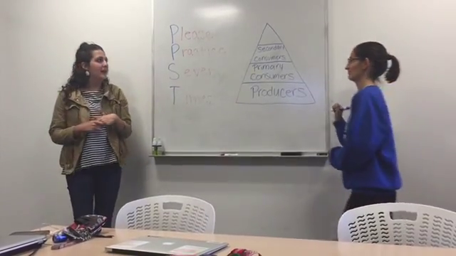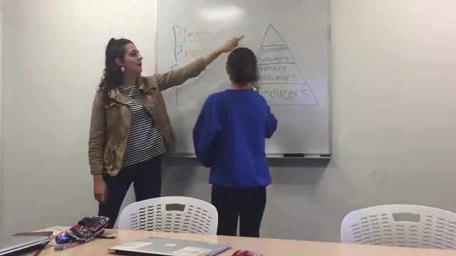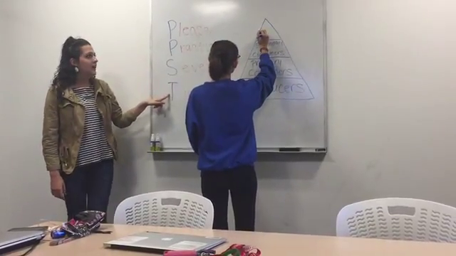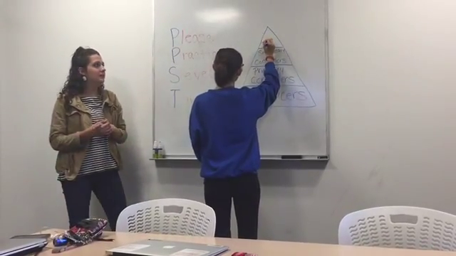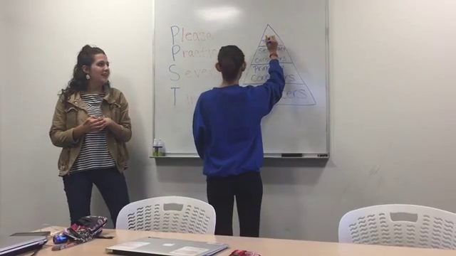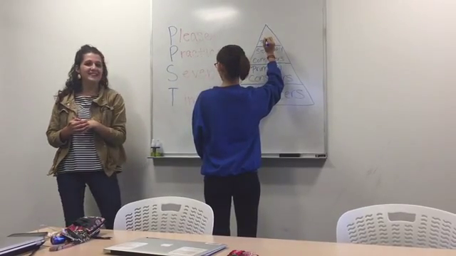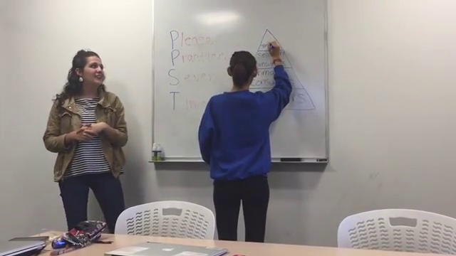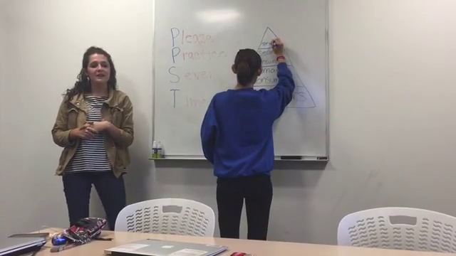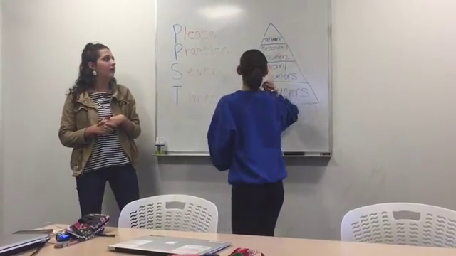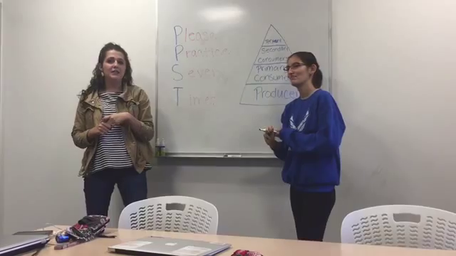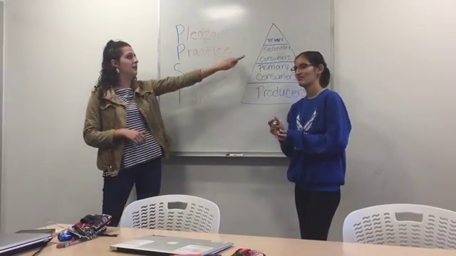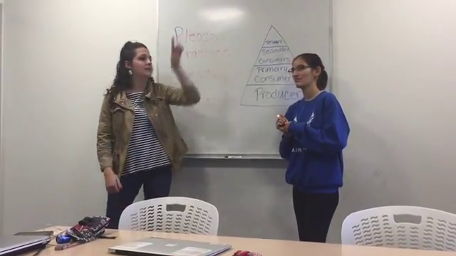And then right after that is our final level right up here, and that's where the T comes in, and that's tertiary consumers. Tertiary consumers eat other carnivores. So they're carnivores that eat other carnivores. They are meat eaters that eat other meat eaters, and they eat our secondary consumers.